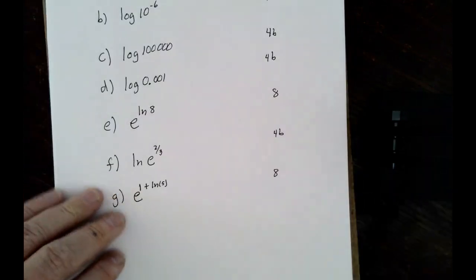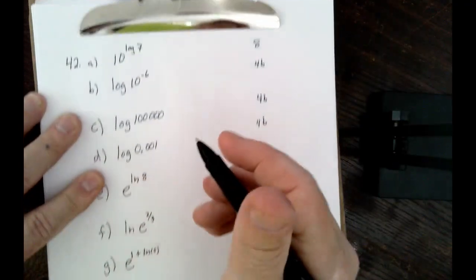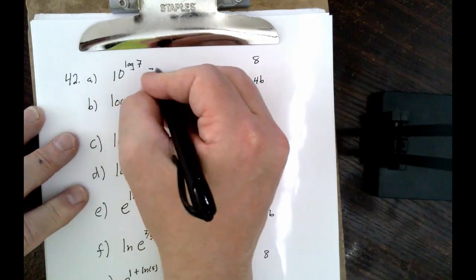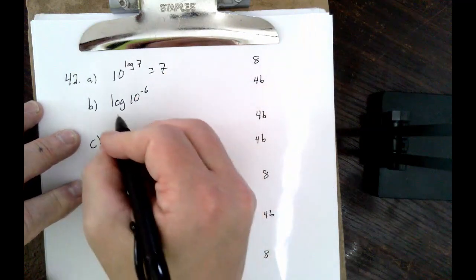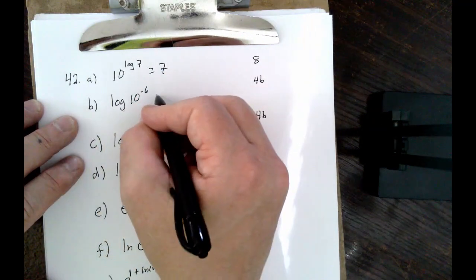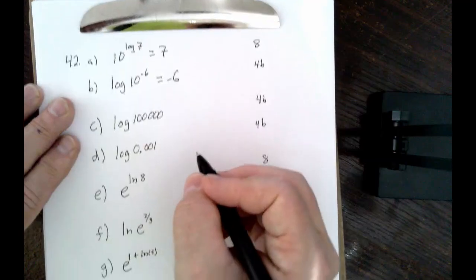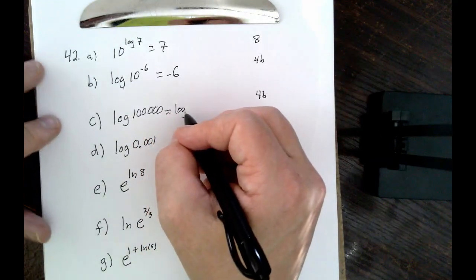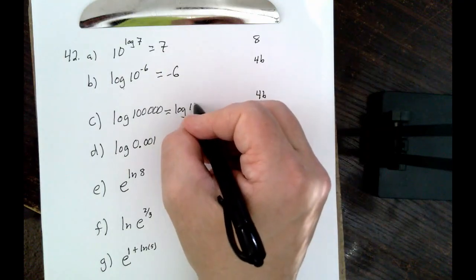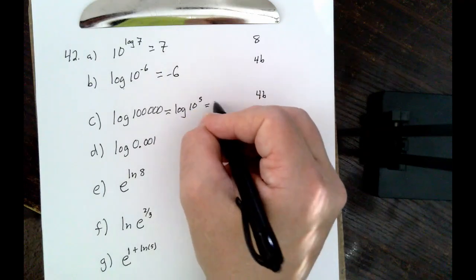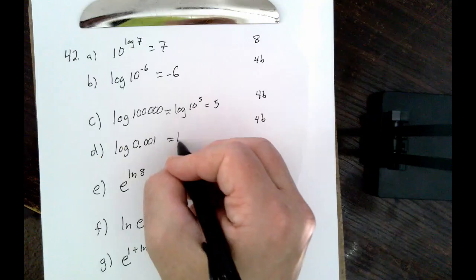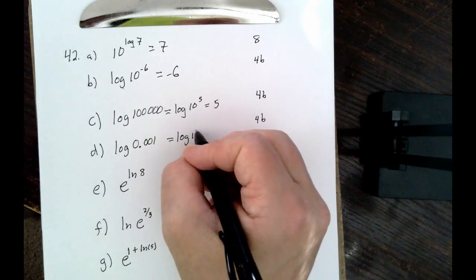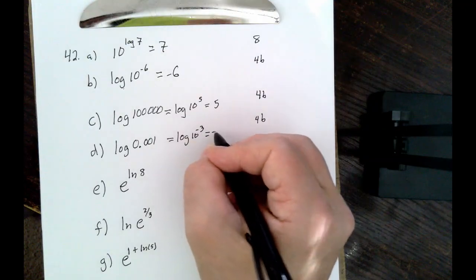Okay, and then 42. 10 raised to the log base 10 of 7 is just 7, that's rule 8. Log base 10 of 10 to the negative 6 is negative 6, rule 4b. You rewrite the 100,000 as 10 to the 5th, so your answer is just 5. Okay, you rewrite that number as 10 to the negative 3, so your answer is just negative 3.